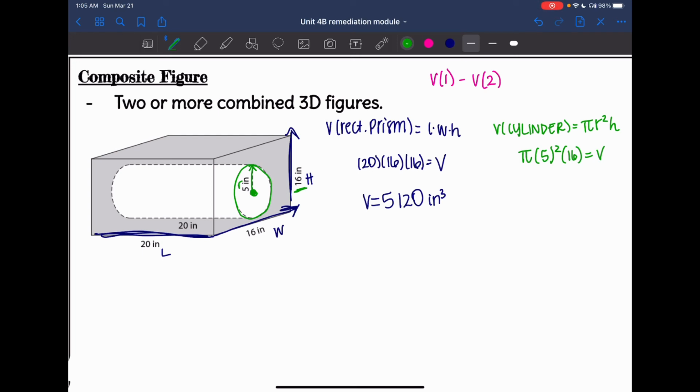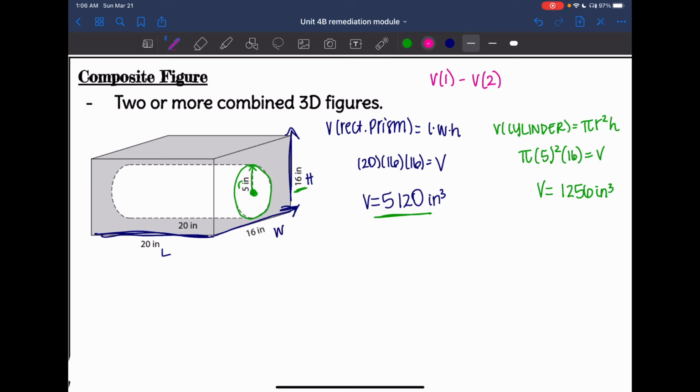And I'm going to want decimal form. I'm not even going to worry about leaving this in pi form because I need to be able to add it to a number that has no pi. So I'm just going to make it easier on myself. 25 times 16 times pi. And so my volume is about, let me double check that real quick. I got a whole number and I didn't think that would be the case. So my volume is going to be 1,256 inches cubed.